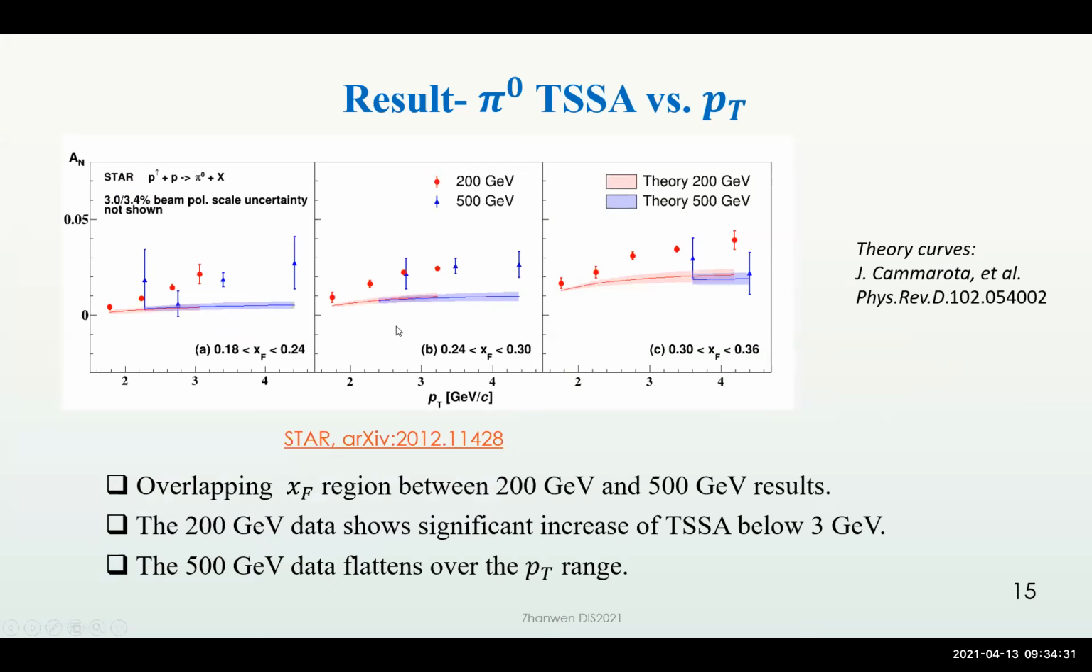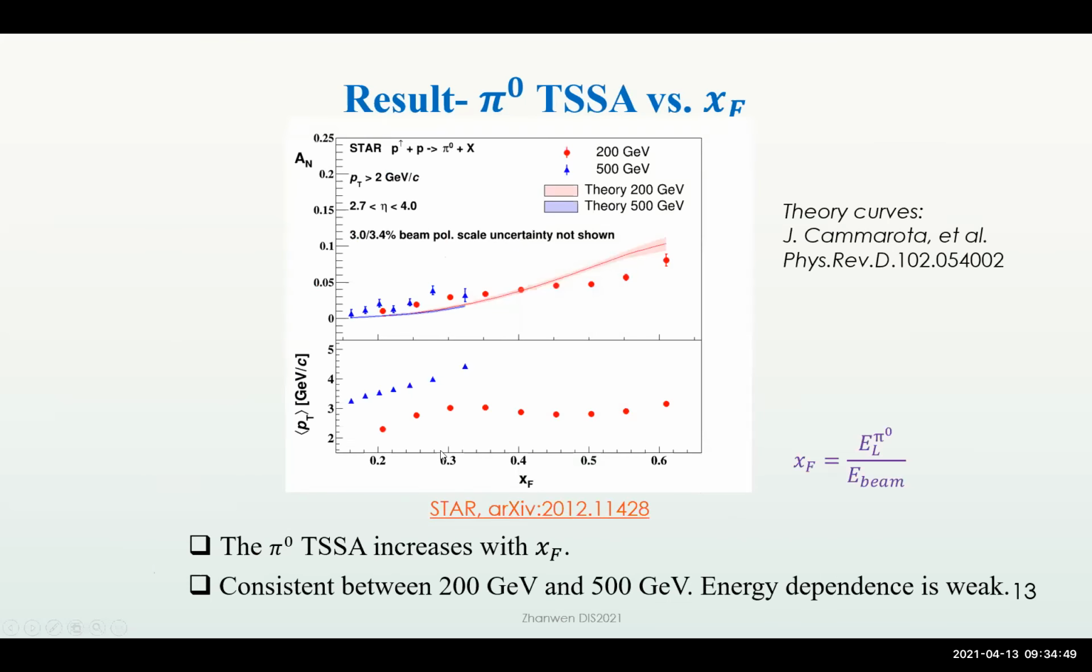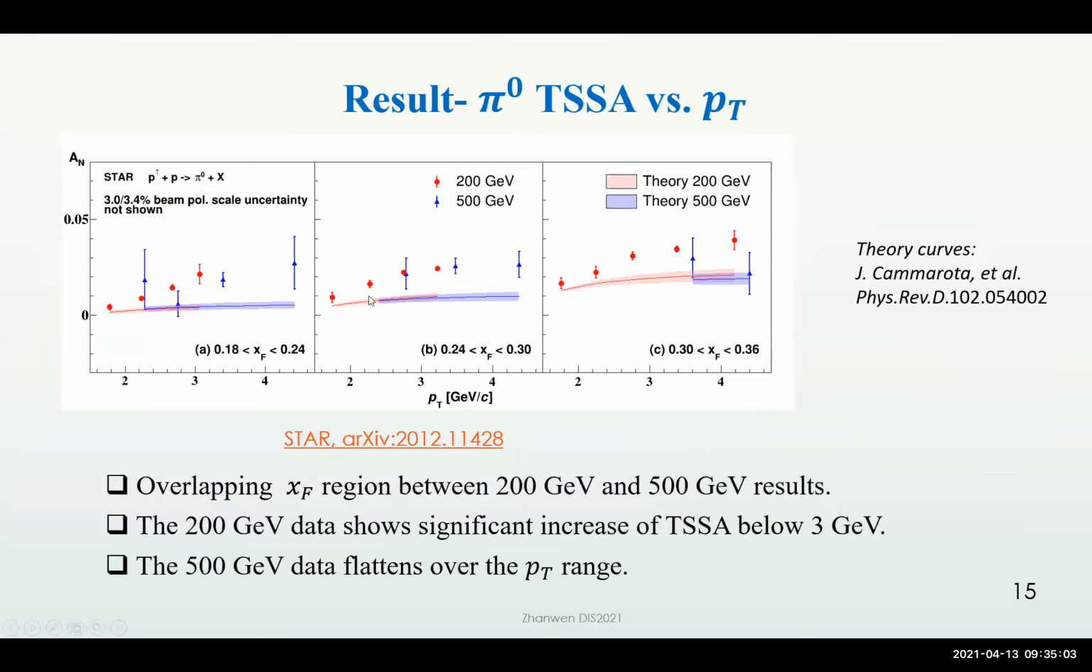Also, if we look at this theory curve, it does not give a very good description of this PT dependence behavior. With both XF and PT as variables, it's hard to get a very good description of the data from the theory curve, since we already have a bad description of the PT spectrum. That's what we learned from this classical Pi0 measurement.